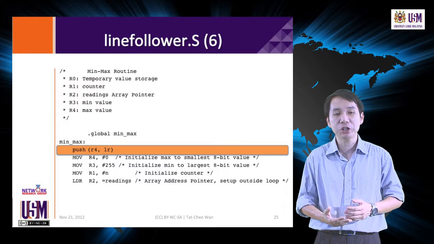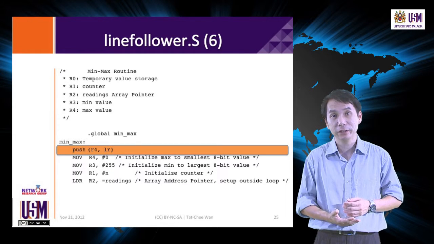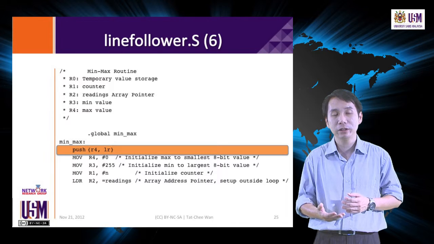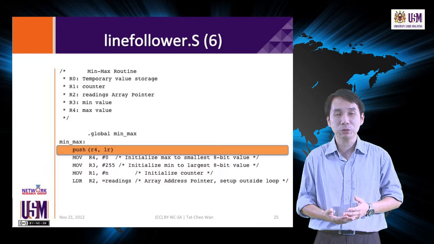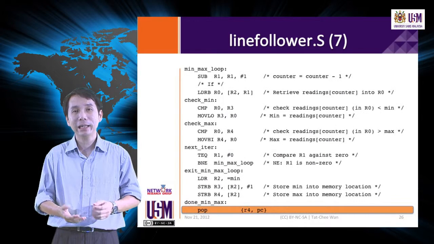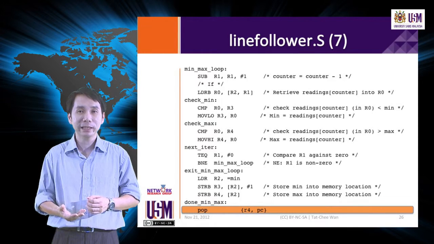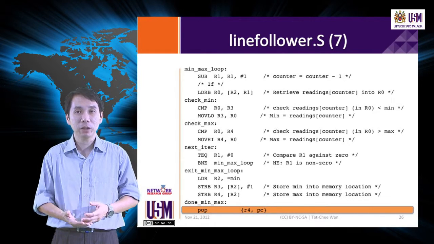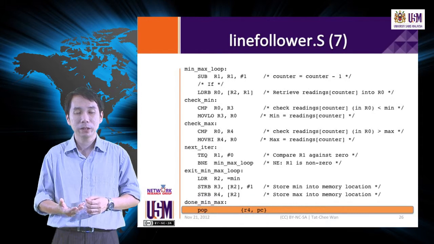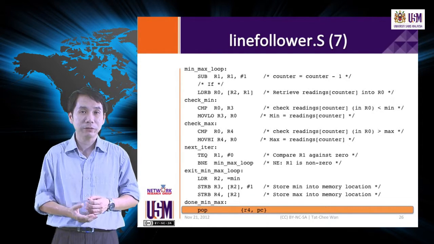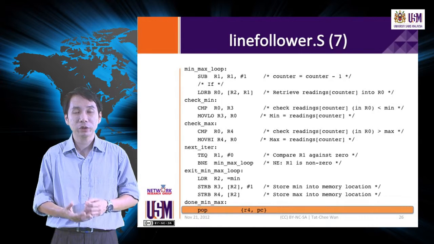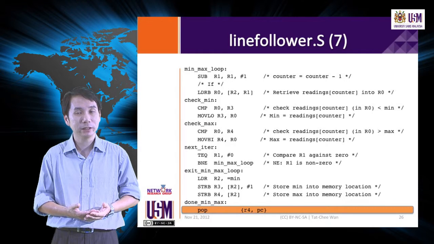Consequently, we will need to push the value of R4 onto the stack to preserve it. We also need to push the value of the return address in the link register to enable us to call any further subroutines if necessary. Finally, at the end of the routine, we will restore the value in R4 and return execution to the calling routine using the pop instruction, which retrieves the value of R4 into R4, as well as sets the value of the program counter to the value that was in the link register previously. This will then return execution to the calling subroutine.